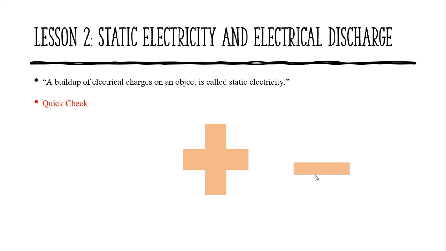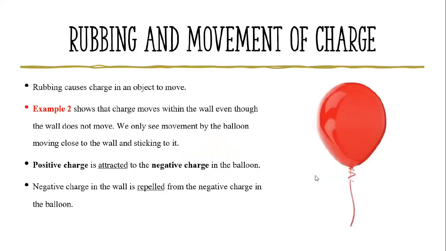Turn over your packet to page 125. We're going to talk about rubbing and movement of charge. Rubbing causes charge in an object to move. When the balloon was rubbed on the girl's sweater, charge moved from the wool sweater to the balloon. In the example given on page 125 of your packet, we see that there is charge in the balloon and there is charge in the wall.